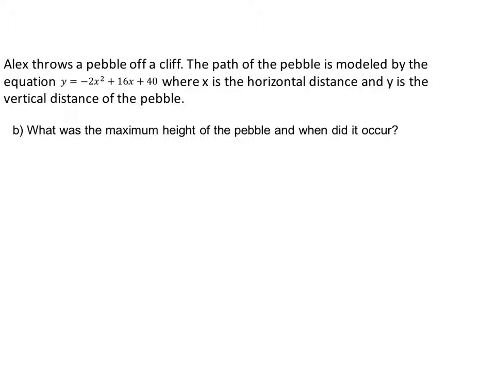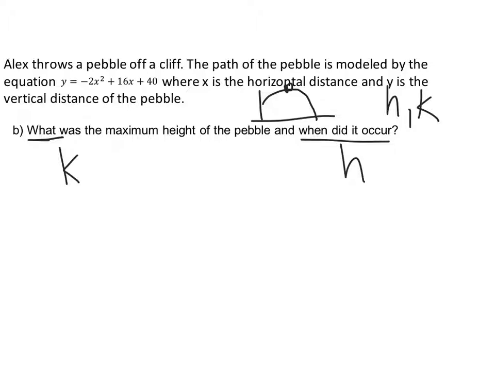Now, this next one is, what was the maximum height of the pebble and when did it occur? So there's 2 parts here. It wants to know what the maximum height was and when did it occur. So we're actually looking for 2 things. Now, if you think, there's kind of what we look like when we throw that pebble. Well, we're looking for this part right here, which is the highest point, which is the vertex. Remember, our vertex is represented by h, k. So h would be the side to side. K would be the height.